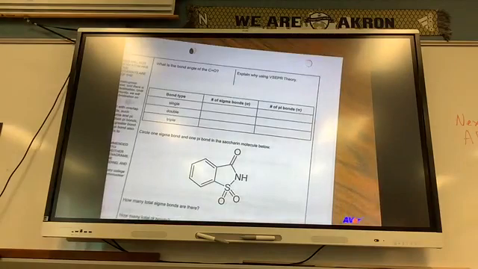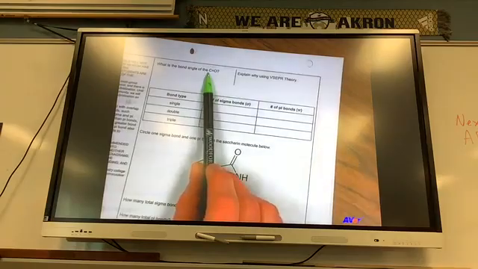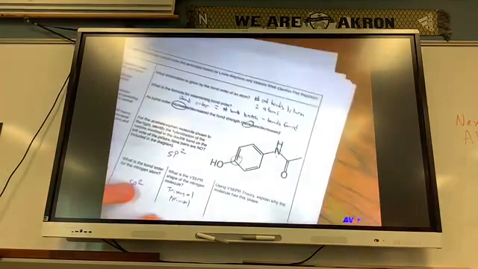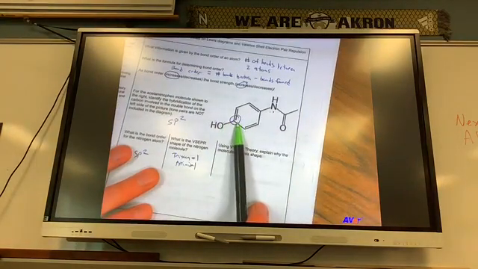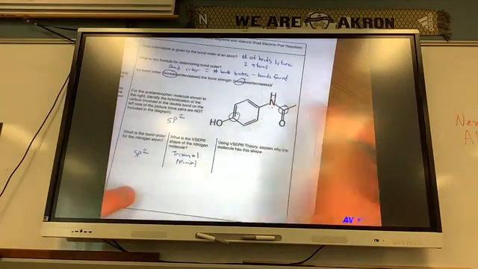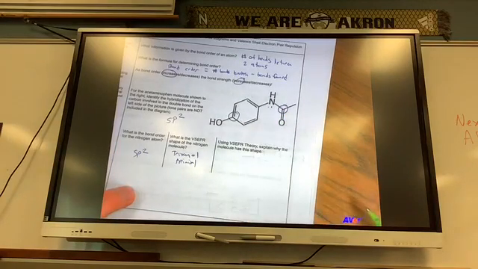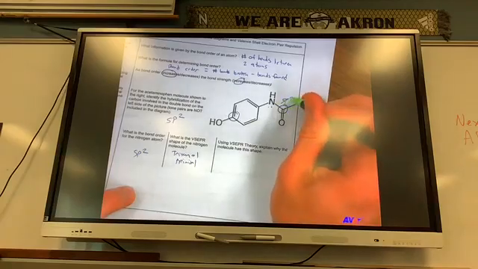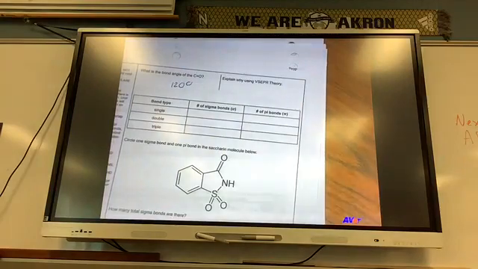This is the last page. What is the bond angle of C? Oh, double bonded O. We've got to go back. It's the CO double bond, right? Yeah. So what is the bond angle here? 120. That's also sp2, right? So that's 120. Explain why using VSEPR. Because it's just repulsions, right?